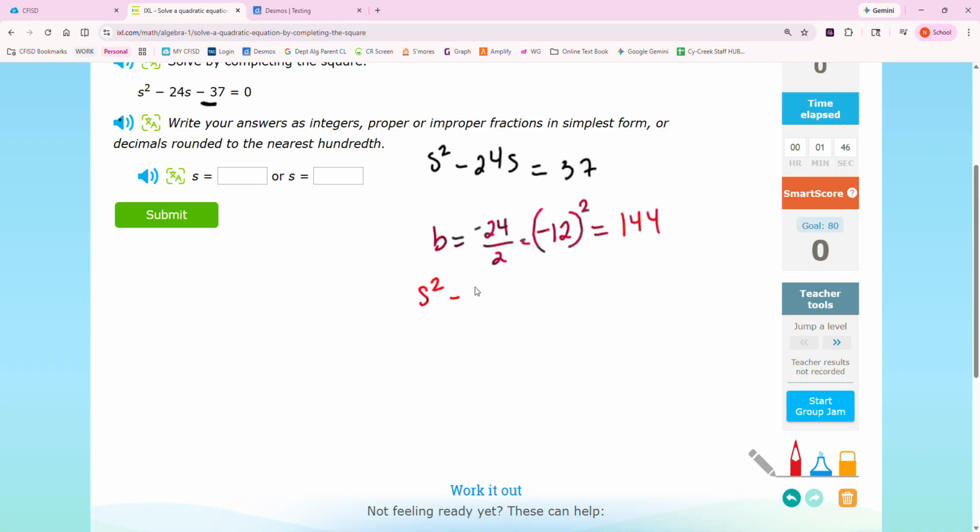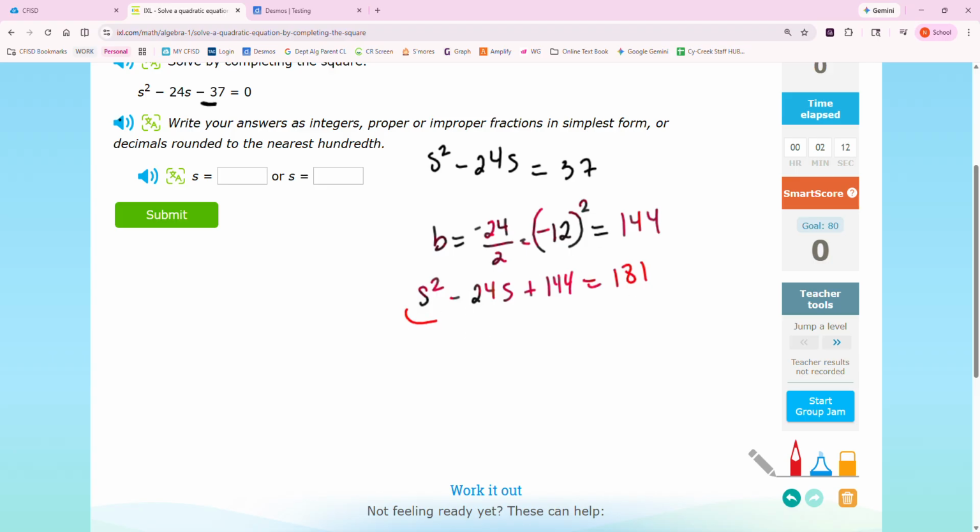So that gives me s squared minus 24s plus 144, and that's going to be equal to 144 plus 37, which is going to give me 181. Now, this one's really nice because I believe 181, maybe not. I take that back. Nope, it is not. But we'll talk about it in just a second.